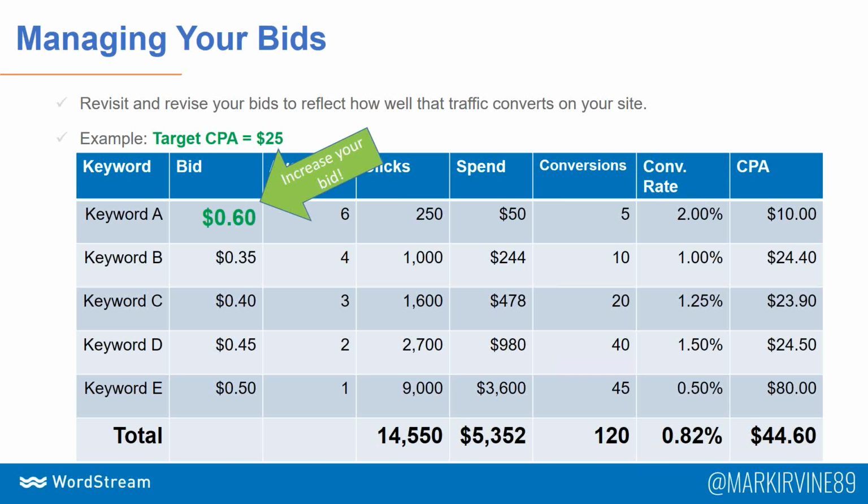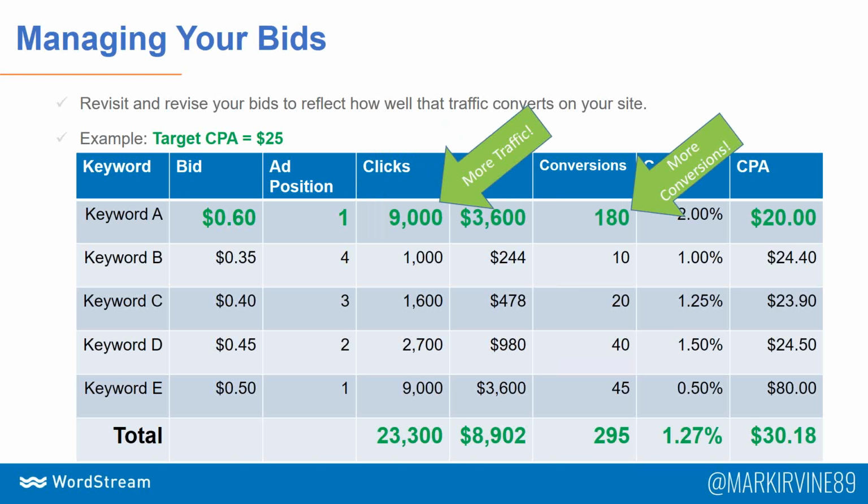Increasing the bid is going to have a ripple effect: because I have an increased bid, I'm going to have a better ad position. I'm going to move closer to the top of the SERP, and when I do, I'm going to get more traffic and more conversions. Of course, when I get more traffic, I'm going to pay more for that traffic and increase the CPA of that individual keyword. But even here at $20 as opposed to $10, that's well within my goal, and I'm happy to continue to do this.